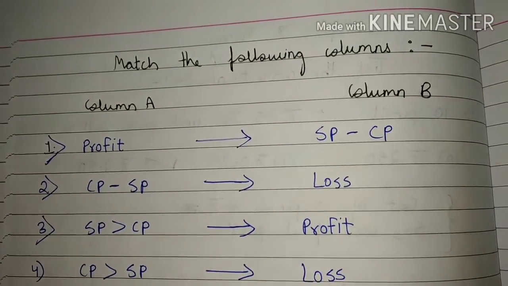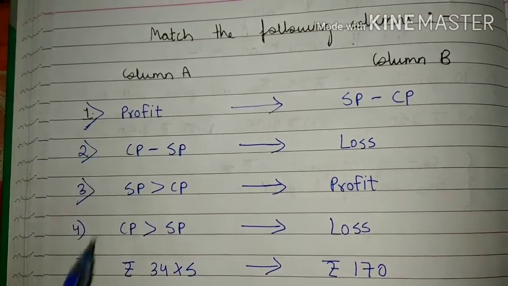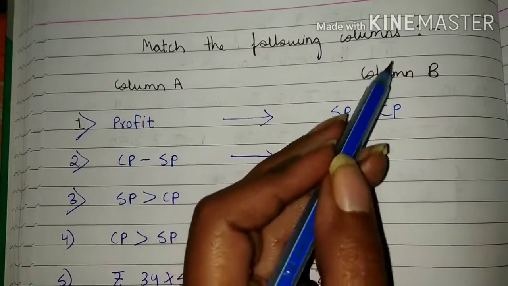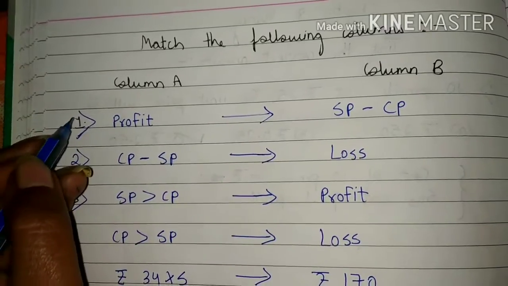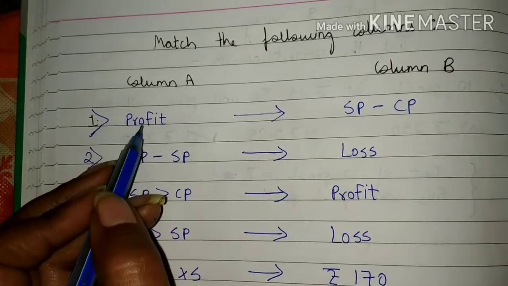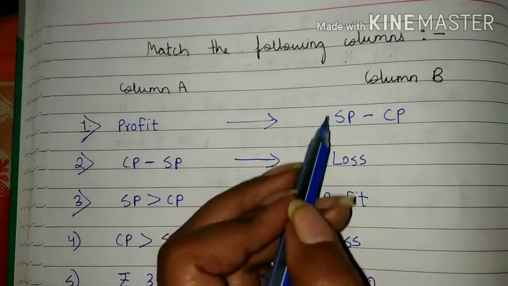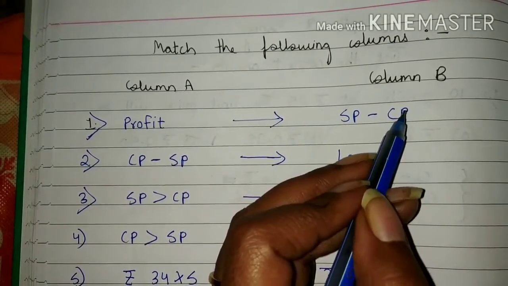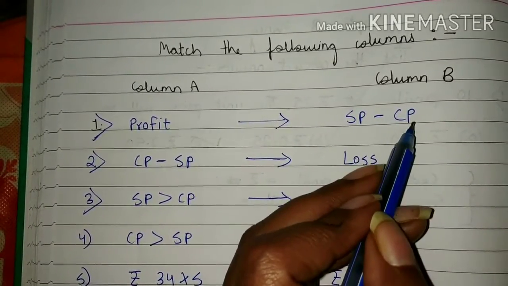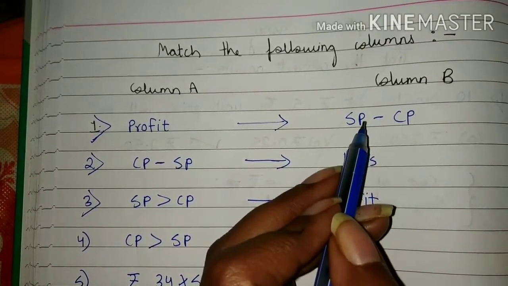Students, now we will study match the following columns. Students, this is a column A and this is a column B, and you have to match the column A with the column B. Students, now come to first question. Profit. Students, profit is what? The formula of profit is selling price minus cost price. So students, selling price minus cost price is the correct answer.